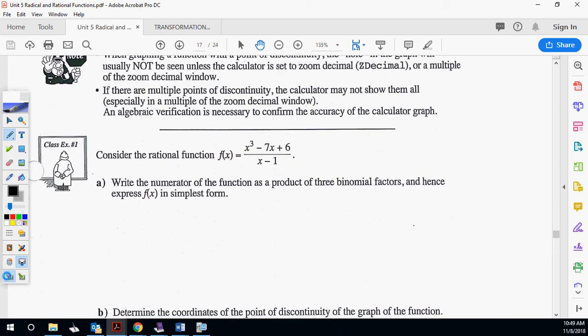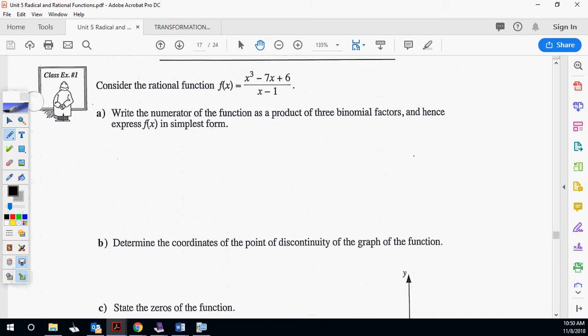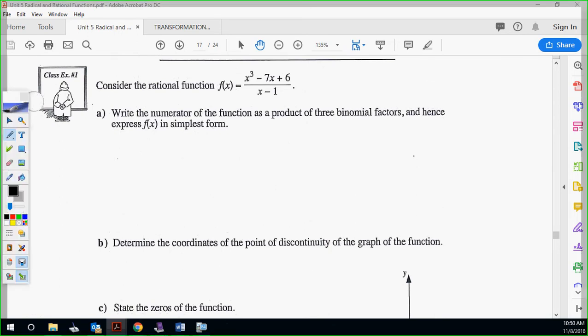Okay, so let's look at this guy. So this is where we kind of tie in, guys, our unit 4 stuff, our polynomial stuff a little bit. So consider the rational function of x cubed minus 7x plus 6. Write the numerator of the function as a product of 3 binomial factors. So we need to factor the x cubed here. Okay, so how can we do that?